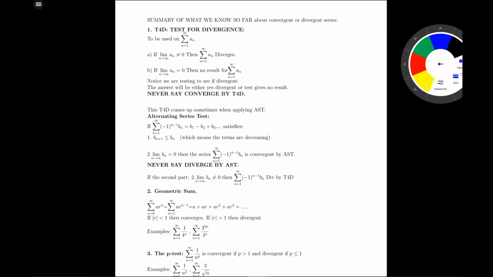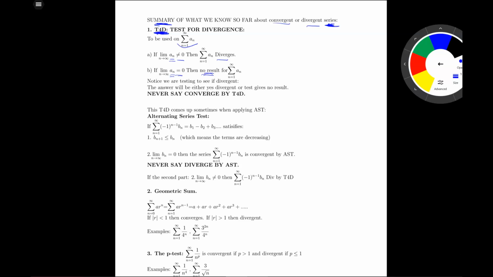All right, so I'm going to walk you through the summary of things we know so far about convergent and divergent series. Things we had in our last test, but that are going to come back at us again. So when do we use the test for divergence? Kind of when nothing else seems to work and it's on a series. So what do we do? We take the limit of the nth term. If it doesn't equal 0, we get a result of divergent. If it is equal to 0, we get more work. So it doesn't mean anything.